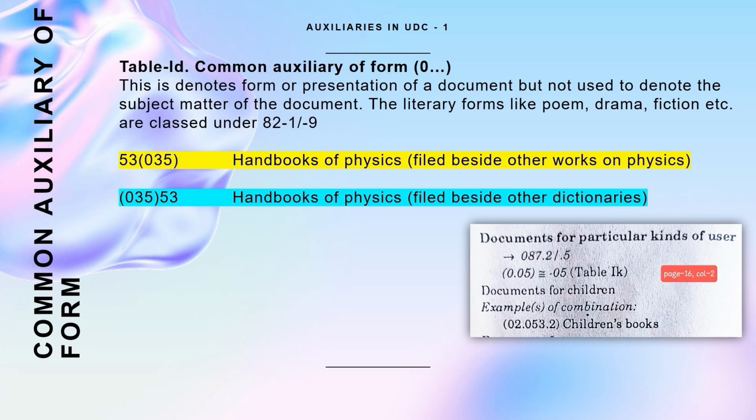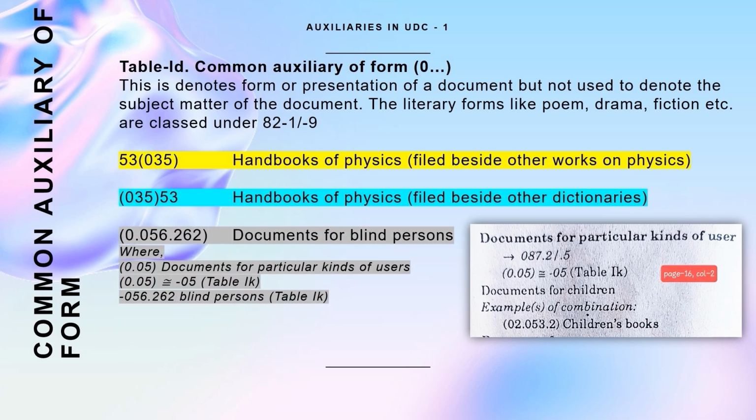This is also Handbook of Physics, but if you use this number, then this book will be filed beside other dictionaries rather than beside other works on physics. If you want to arrange all the subject dictionaries together, then first you give the dictionary number, then the subject. If you assign the subject first, then the dictionary or form number, it files with the subject.